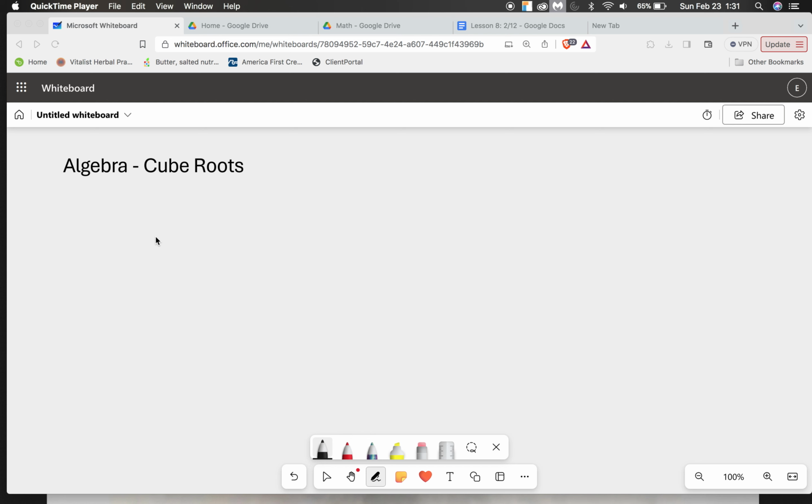Last lesson for today, and it's going to be cube roots, and it's a good thing it's the last lesson because my baby just woke up, so I'm going to need to go grab him. Hopefully you don't hear him screaming in this. I'll go quick. Alright, so cube roots.